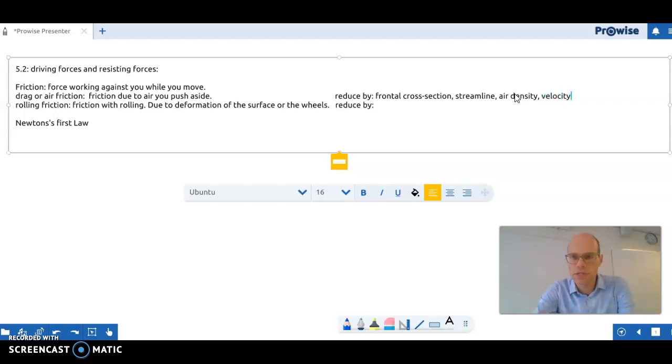The lower the velocity, the less the air resistance. The rolling friction doesn't have to do anything with how fast you go. It is due to the deformation of the surface or the wheels, so we reduce it by having stiffer roads, so not on sand but on tarmac, for instance, or if you make your bikes deform less.